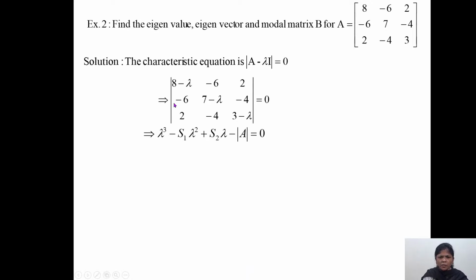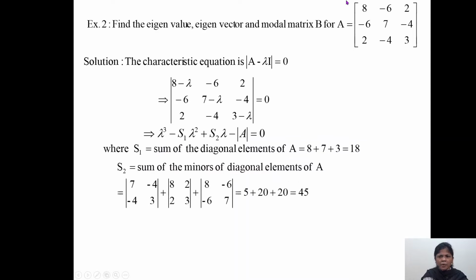Now the task is to solve this determinant. So we'll make use of this formula: lambda cube minus S1 lambda square plus S2 lambda minus determinant of A equal to 0. Note here we start with a positive sign, then alternate signs: plus, minus, plus, minus. Find out S1. S1 is the sum of diagonal elements. What are the diagonal elements? 8, 7 and 3. So 8 plus 7 plus 3 is 18.